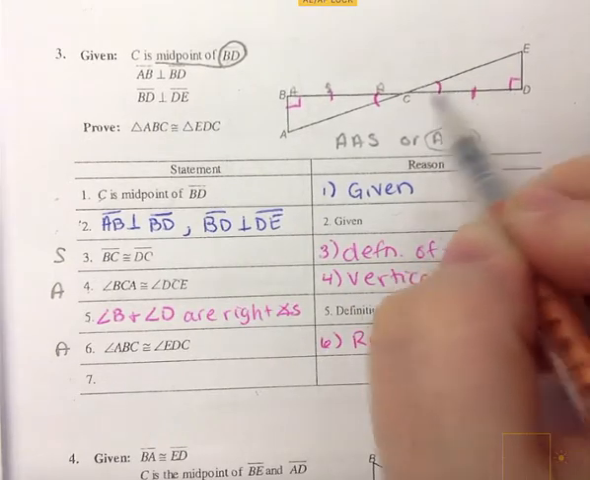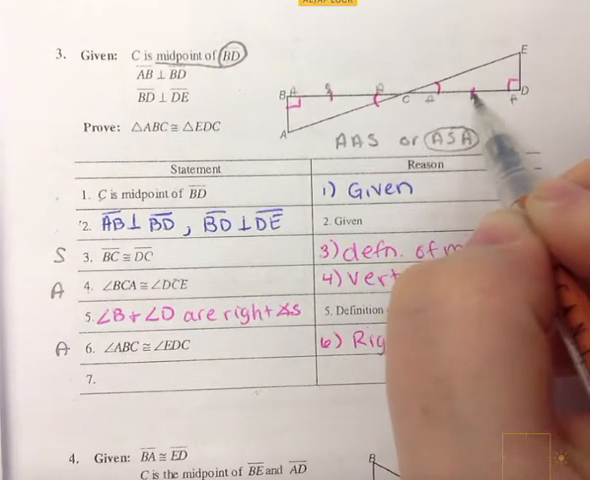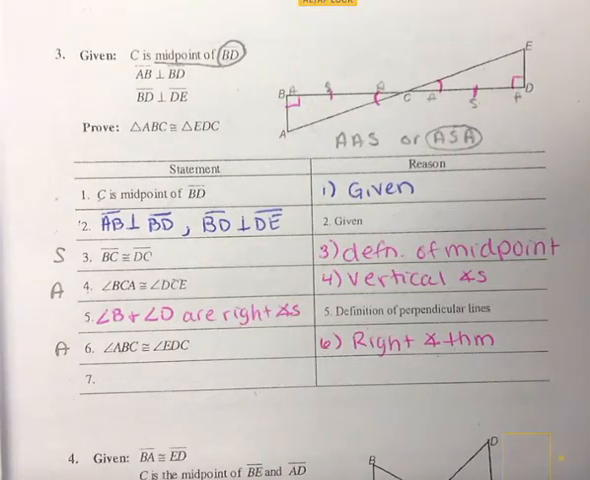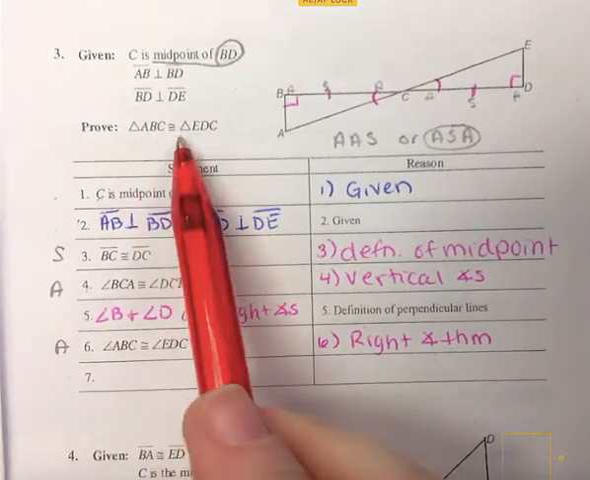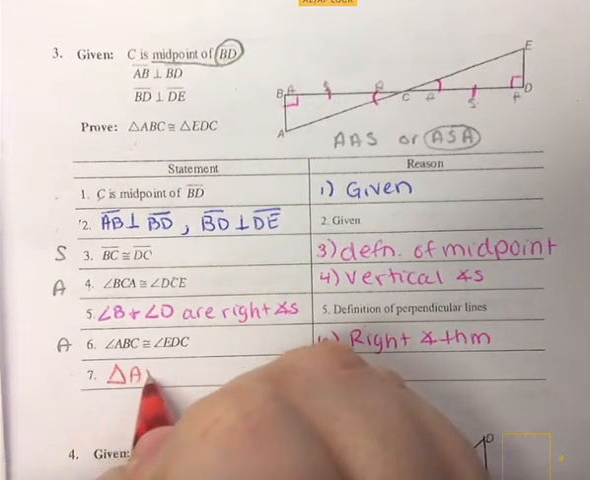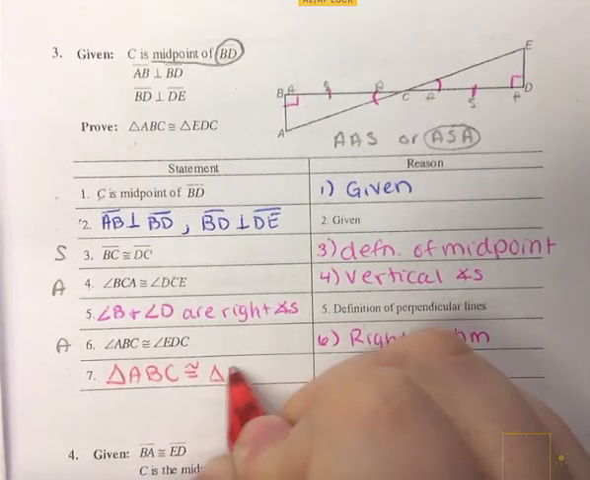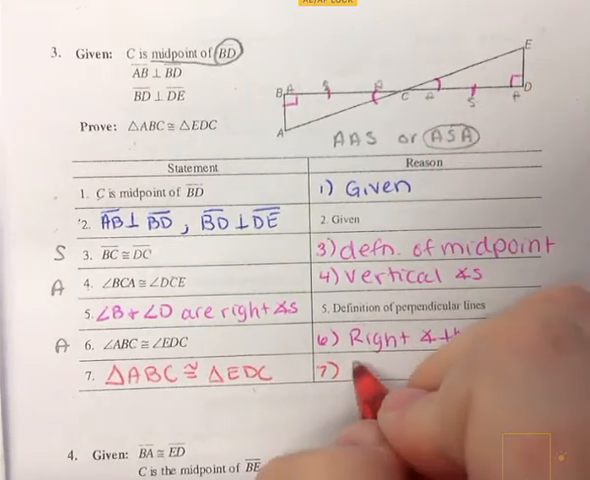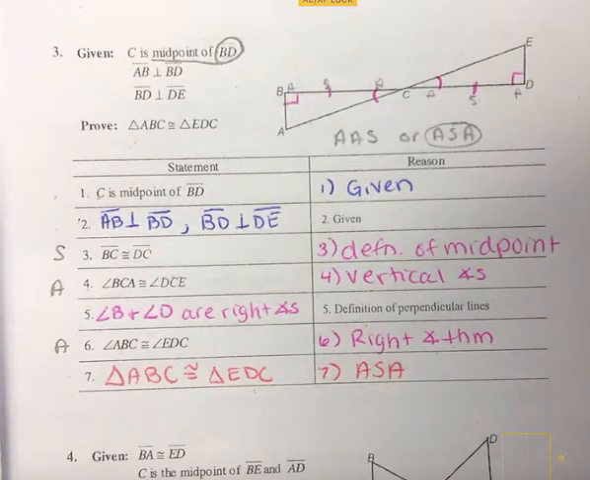So let's check it on this one. I have an angle mark here, I have an angle mark here. My tick mark is in between them. So this is angle, side, angle. That means that we can prove these triangles congruent. So we go to our last statement, whatever this says, prove. So I just rewrite this exactly as it says. So triangle ABC is congruent to triangle EDC. And the reason was what we just said, angle, side, angle. We have just proven these 2 triangles congruent.